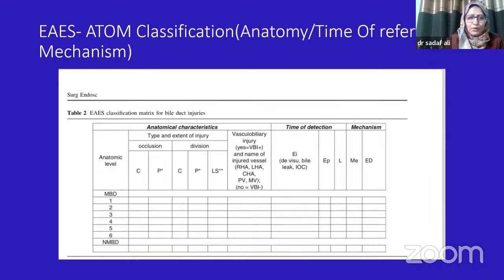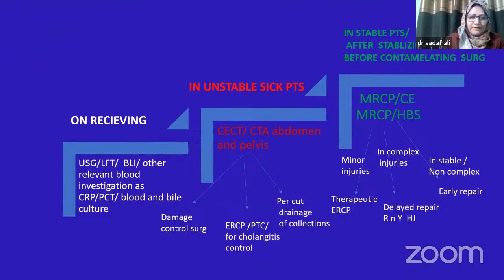So it takes into account the anatomy, the time of referral, and the mechanism, with very simple things like whether the occlusion is complete or partial, the main pancreatic duct injuries, whether a non-main pancreatic duct is divided, and then the vasculobiliary with abbreviations of which vessel, and the timing of the injury, whether it's intra-op, early post-op or late post-op. And there are many subsets of patients who do come late post-op and there's already a stricture set in, and the mechanism of injury.